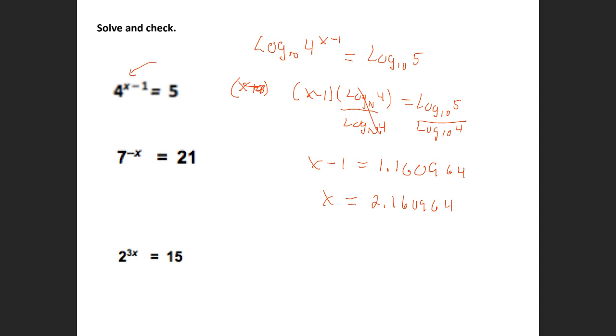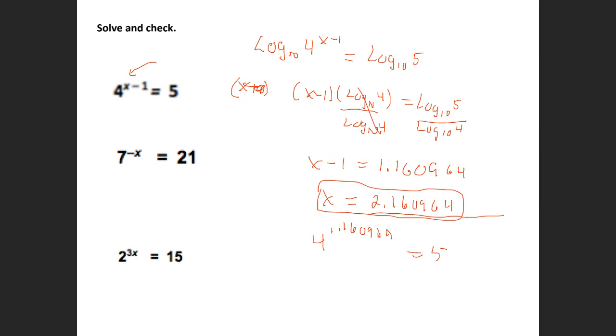To check myself, I'm just going to plug this back in here. I'm going to put 2.1609, so that's minus 1, which would give me 1.160964 is equal to 5. Now, is that true? So I'm just going to use my calculator, 4 raised to the 1.1609, and then I'm just going to stop there, and I end up with 4.999555. Now, if I would have taken this out farther, it would get closer and closer, but it is really close anyways. So this is my answer. x is equal to 2.1609.